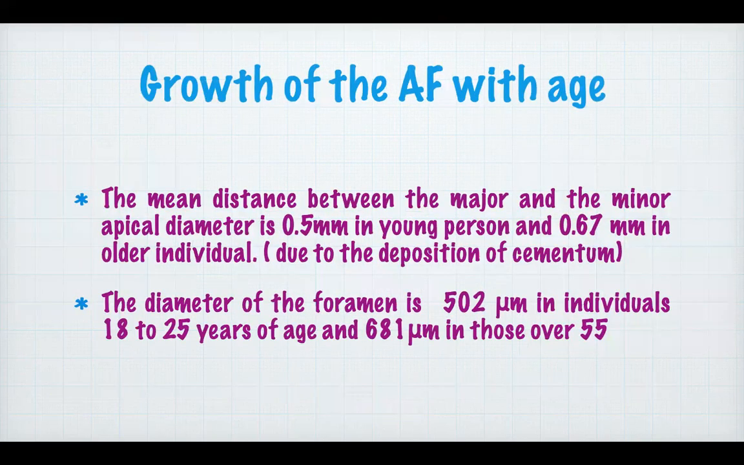Growth of the apical foramen with age. The mean distance between the major and the minor apical diameter is 0.5 mm in young persons and 0.67 mm in older individuals, and the difference is due to the deposition of cementum. The diameter of the foramen is 502 micrometers in individuals 18 to 25 years of age and 681 micrometers in those over 55 years of age. So this is again an MCQ question for you all.